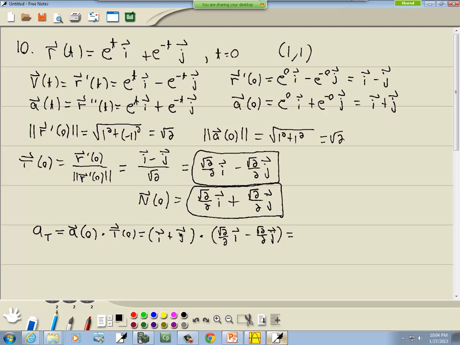Well, each of these are 1, so this is kind of a boring one. This will be square root of 2 over 2 plus negative square root of 2 over 2, which gives us 0.